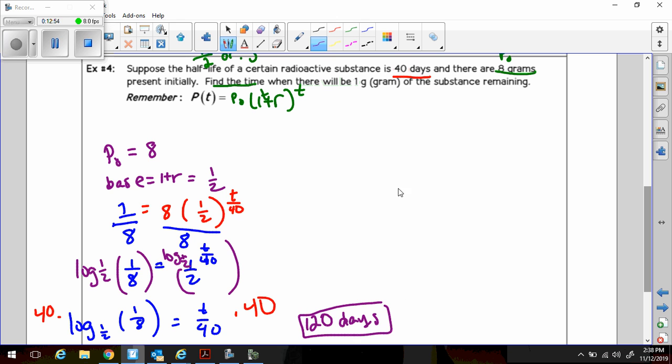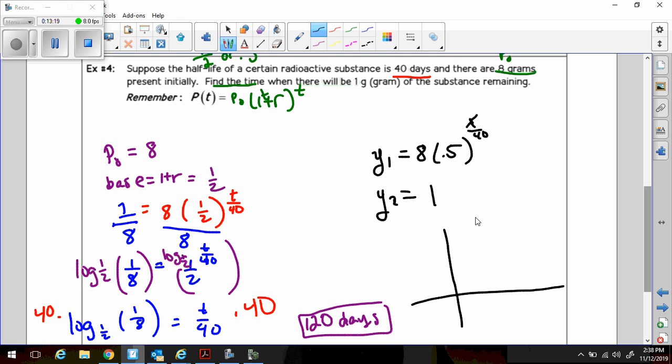Alright, now, if you're looking at your calculator, for y1, you're going to put 8 times 0.5 or 1/2, put parentheses around it, and then x over 40. If you do your graphic calculator, put y2 where the second one equals 1. This is my solution, 1. And we're going to find out where they touch. It looks something like this. Of course, 1 is like way down here, right?